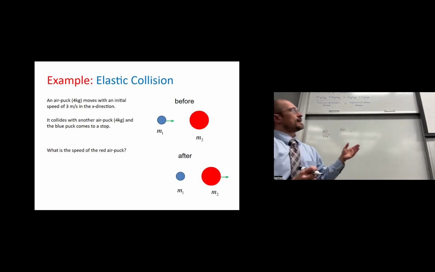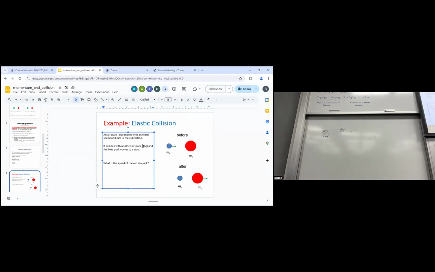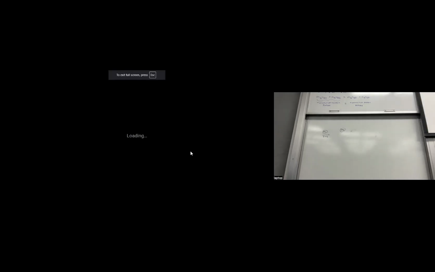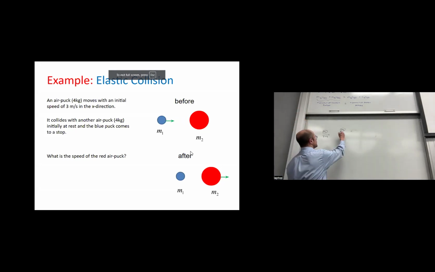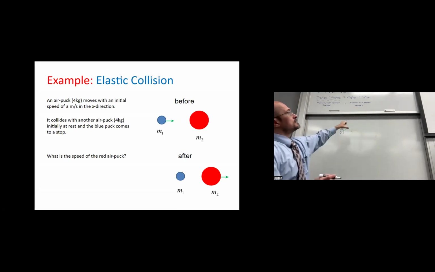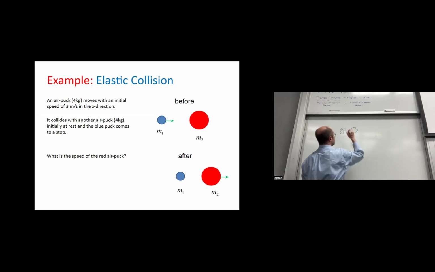Now they didn't come out and tell me, because I got to add this to the problem. There we go. So mass 2 is initially at rest. So V equals 0 here. Then they tell us this puck collides. So that's my collision.